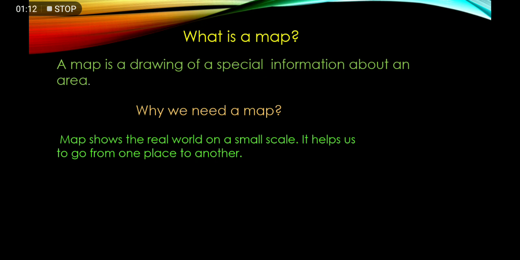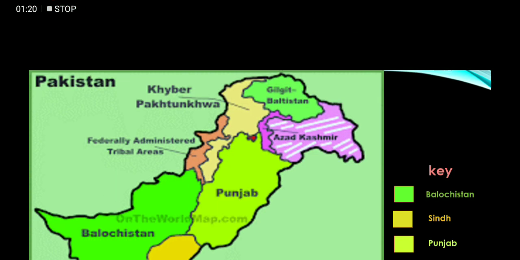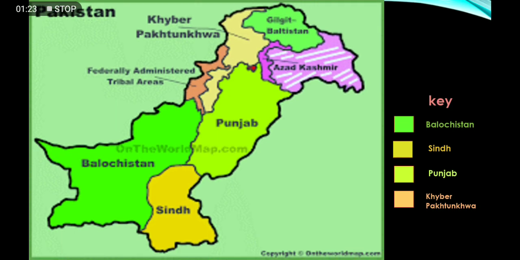Map shows the real world on a small scale. It helps us to go from one place to another. Do you know where we live? We live in Pakistan. This is Pakistan's map. It shows different cities and provinces of Pakistan. It also shows the shape of Pakistan on the world map. Through this map we can find which city of Pakistan lies where.